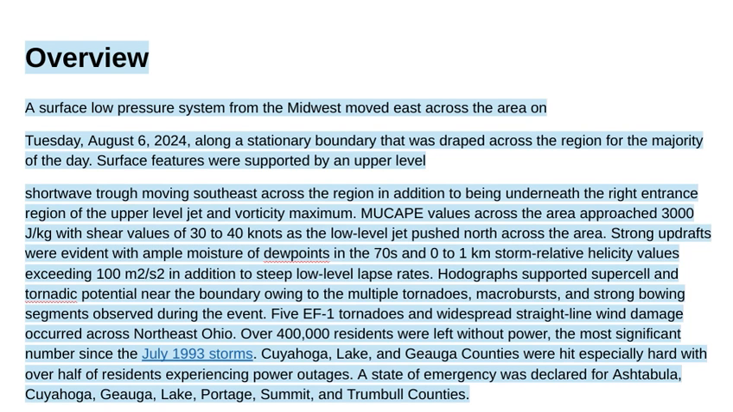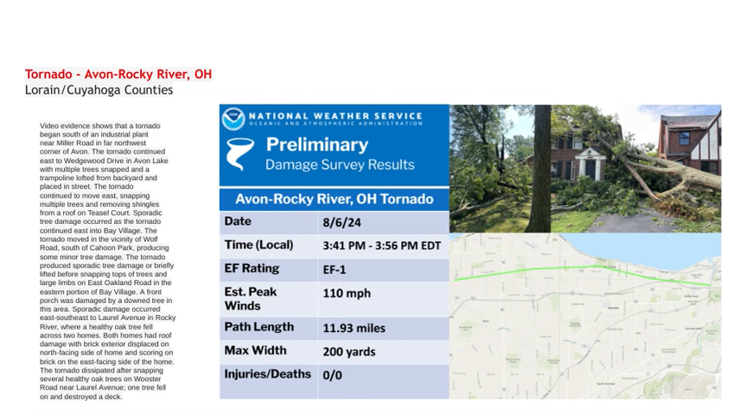Now let's talk about the tornadoes. This is the first tornado that hit. It is called the Rocky River, Ohio, Lorain, Cuyahoga County tornado. Time is from 3:41 p.m. to 3:56 p.m.